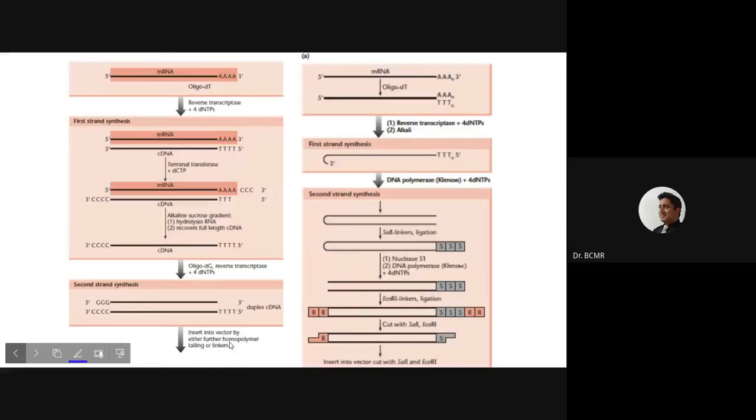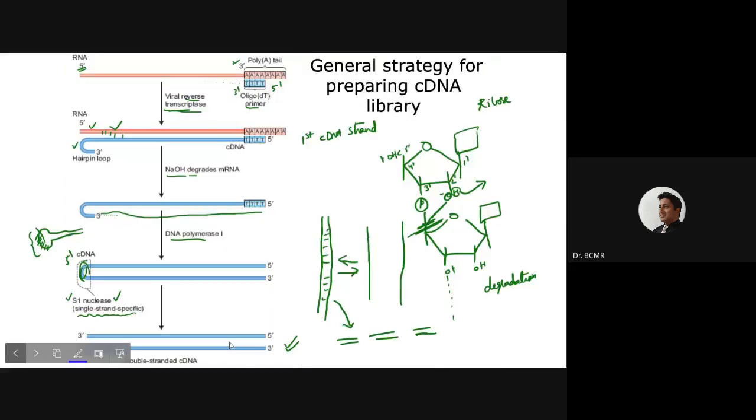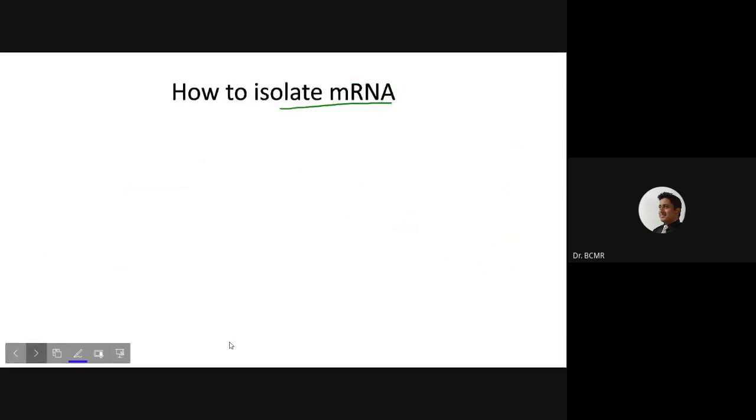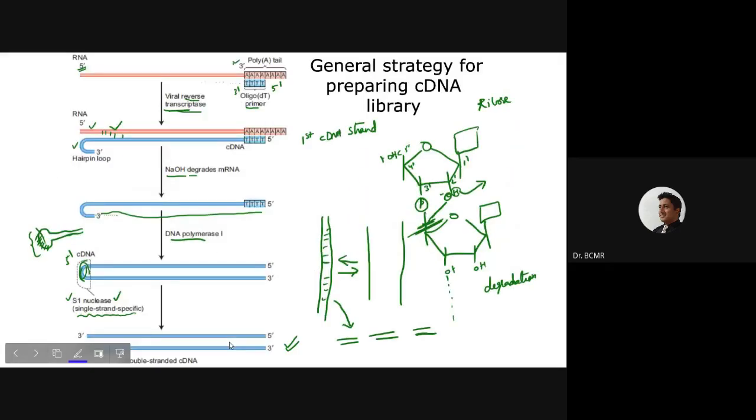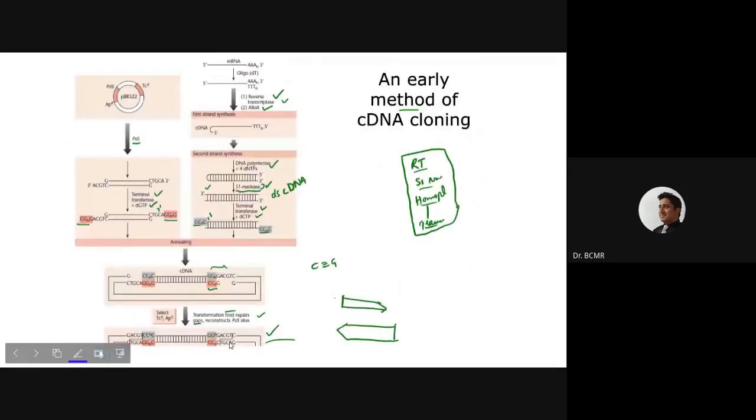So there are 5 protocols. This is the start one. You should know the principle of mRNA isolation using oligo dT column and so on. The second one is what you should learn, using S1 nuclease. It is an old method of doing it, with homopolymer tailing.